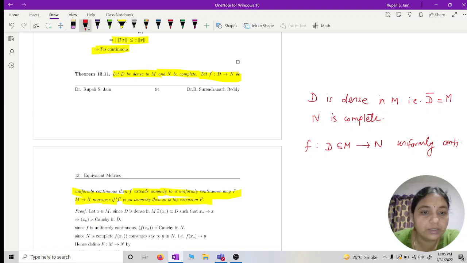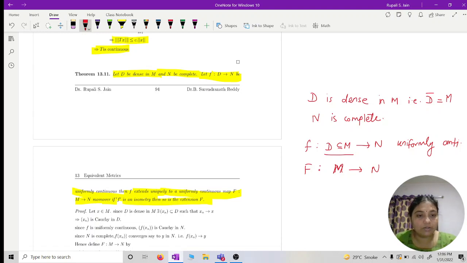Then we have to prove that F extends uniquely to a uniformly continuous map F from the whole space M to N. So if D is a dense subset of M, N is complete, and F is uniformly continuous, then F can be extended to a map F which is also uniformly continuous and whose domain will be M. Here it is from a subset of M, then we are extending it to the whole space M. So the function will be from the whole space M to N. Okay, so how will we prove it?